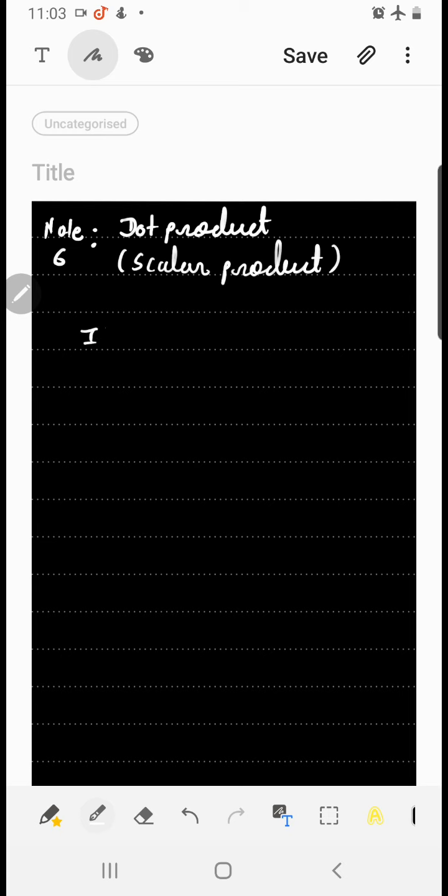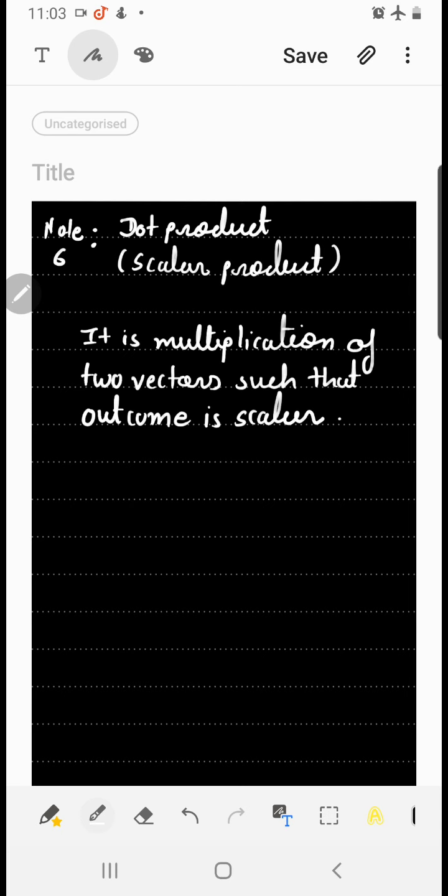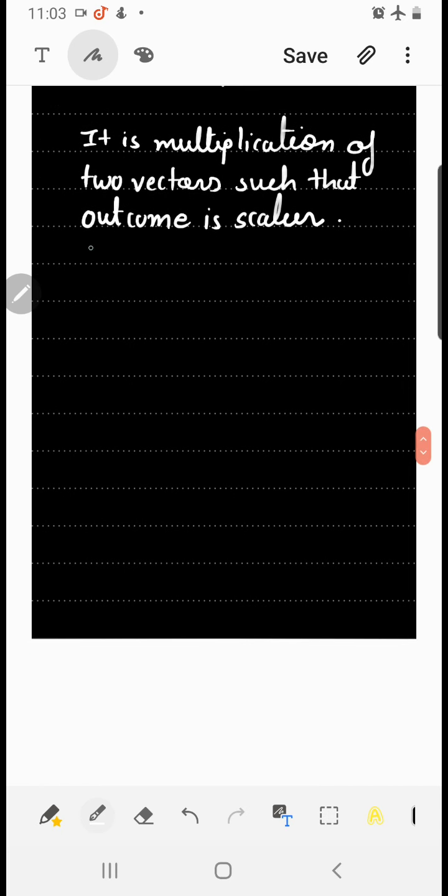Basically it is multiplication of two vectors such that the outcome is scalar. Okay, and that is why it is called scalar product. So I repeat again, it is multiplication of two vectors such that the outcome is scalar, which means in the outcome we are going to get a scalar result. Okay, that means a constant value.